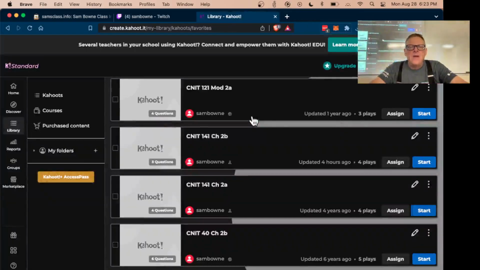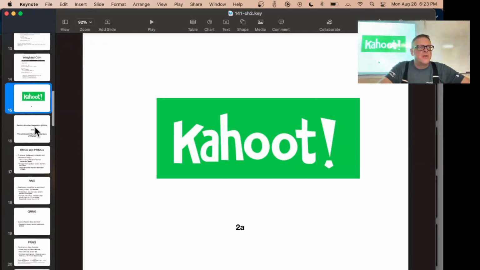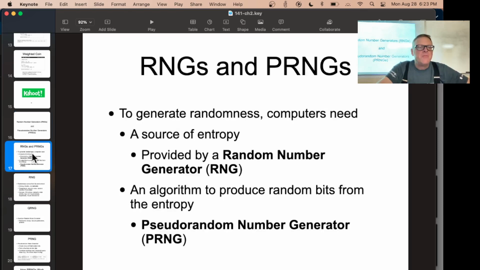So, anyway, if you didn't get that math right, don't worry about it too much. It doesn't really matter. It's not essential to the course. We're not going to be doing mathematical proofs, but it's good to understand it if you can. Anyway, so let's talk about random number generators. There's random number generators and there's pseudo-random number generators.